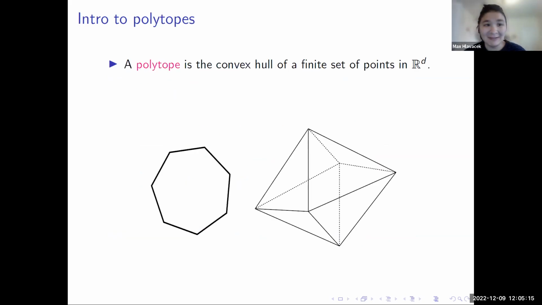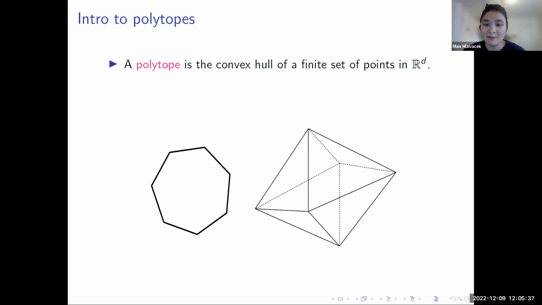Okay, so first, what is a polytope? One definition of a polytope is the convex hull of a finite set of points in Euclidean space. So what we do is we pick a bunch of points in space and then we saran wrap them, and the resulting object is called a polytope.